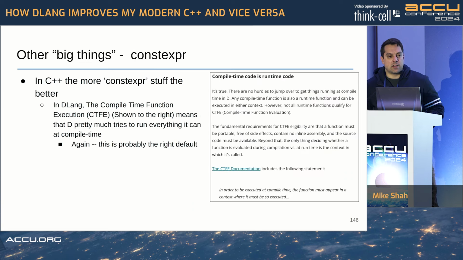And then constexpr. Again, as mentioned, on the D side, I've gotten so used to evaluating functions at compile time that in C++, I'm always looking and saying, why isn't this constexpr? There might be very good reason why, but it's something that I'm always looking for and wondering about.